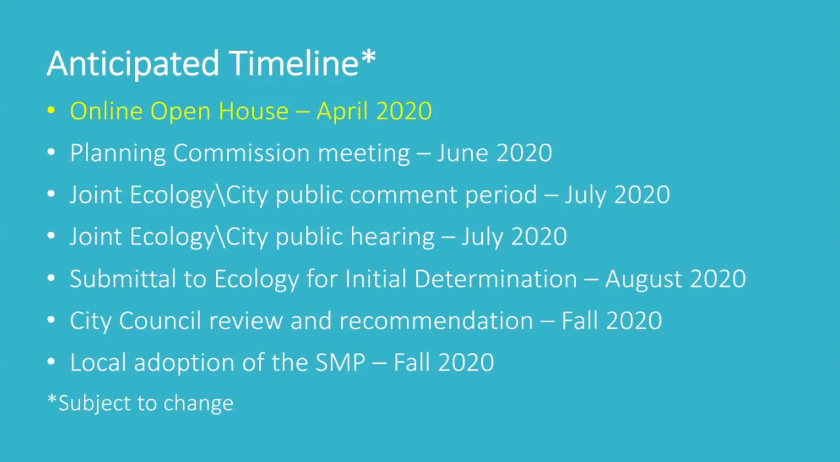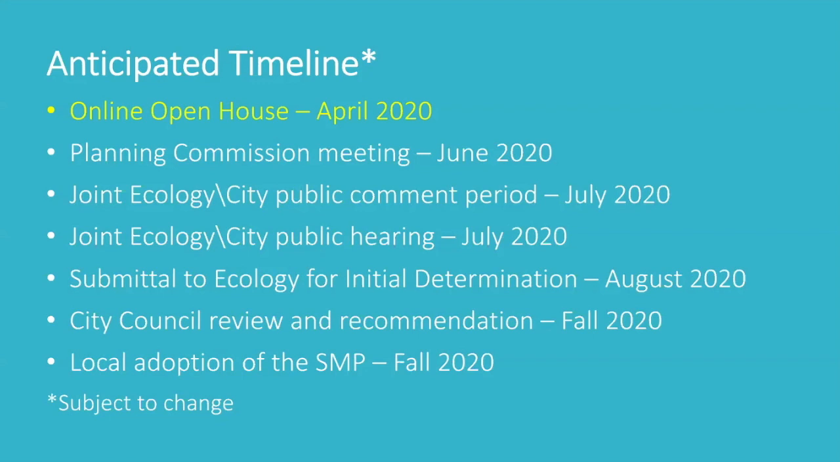Okay, looking at our anticipated timeline. So all this is kind of bearing in mind the current situation with COVID. We're at our open house right now, online open house. So hopefully the next step would be a planning commission meeting, kind of a workshop to look at a rough draft of code amendments in June. And one thing that's unique to the periodic update that wasn't done in the comprehensive update is what's called a joint ecology public comment period and public hearing.